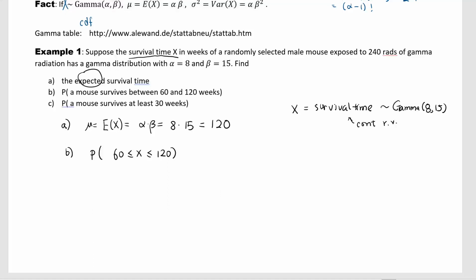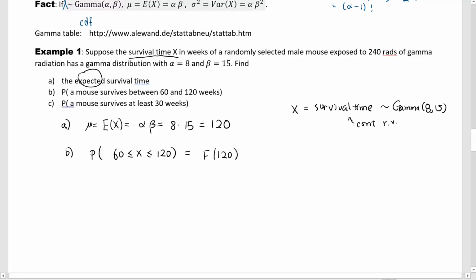So when we calculate for a continuous random variable, the endpoint doesn't matter. That's why I didn't tell you inclusive or exclusive, because it does not matter for a continuous random variable. And we don't need continuity correction, because we only use continuity correction when we use a continuous random variable to approximate a discrete random variable. So what is this? Well, this is the CDF of the final point minus the CDF of the initial point.